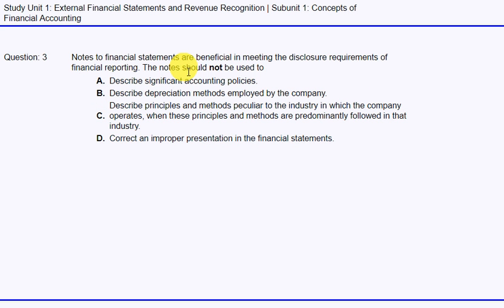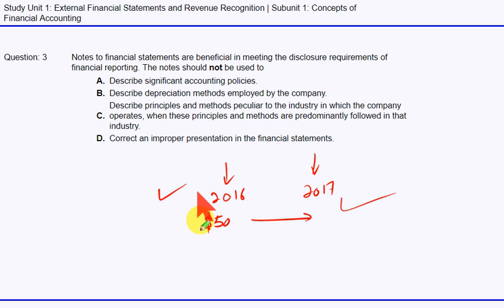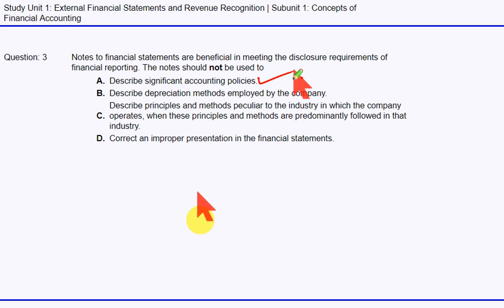Notes to financial statements are beneficial in meeting the disclosure requirements. Notes to financial statements explain what is in the balance sheet and the income statement. Notes should not be used to do what? Describe significant accounting policies. We use notes to do that. Notes are used to describe the significant accounting policies about revenue recognition, etc. This is what the notes are for. Describe the depreciation method employed by the company. This is the reason for the notes.